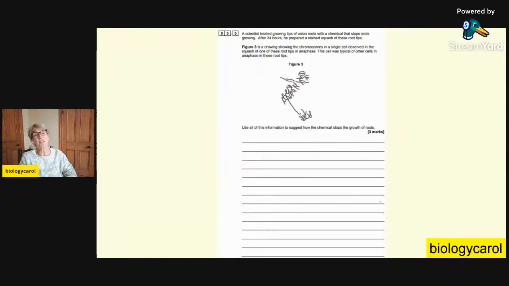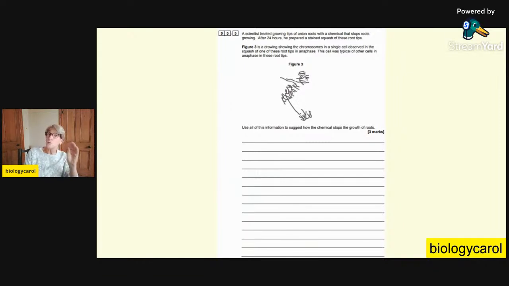A scientist treated growing tips of onion roots with a chemical that stops roots growing. After 24 hours, he prepared a stained squash of these root tips. And here is a drawing of the chromosomes of a single cell. This cell was typical of other cells in anaphase of these root tips. Now, this is tricky to decipher, I think.